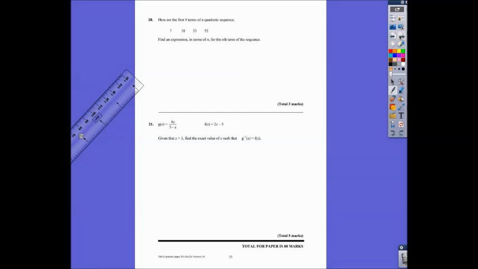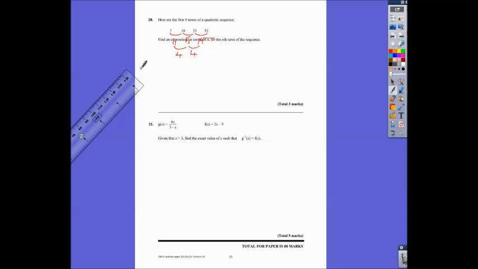Question 20. Here are the first 4 terms of a quadratic sequence. Find an expression in terms of n for the nth term of the sequence. Well, to find the nth term of the sequence, we find the second difference. So, the difference between 7 and 18 is 11. The difference between 18 and 33 is 15. And then the difference here is 19. And if we take those away from each other, we see there's a second difference of 4.